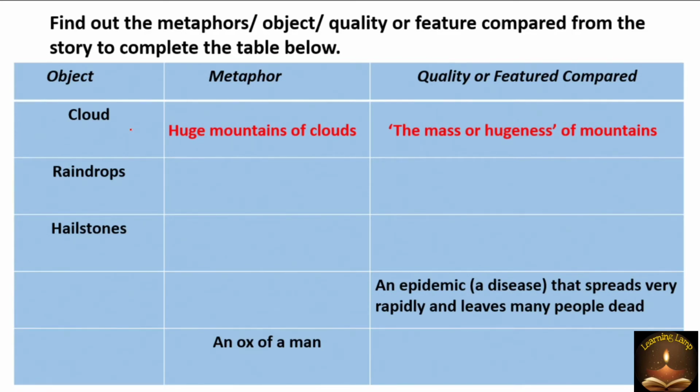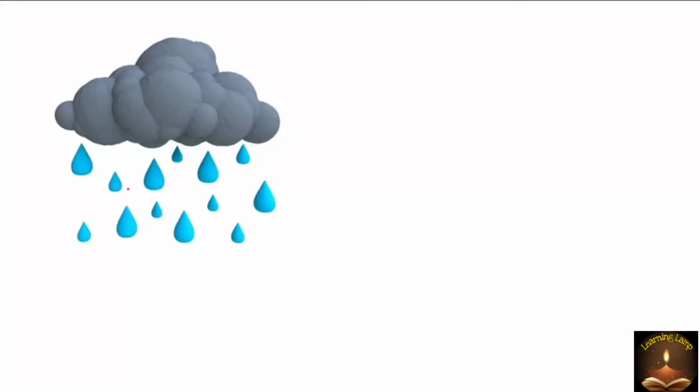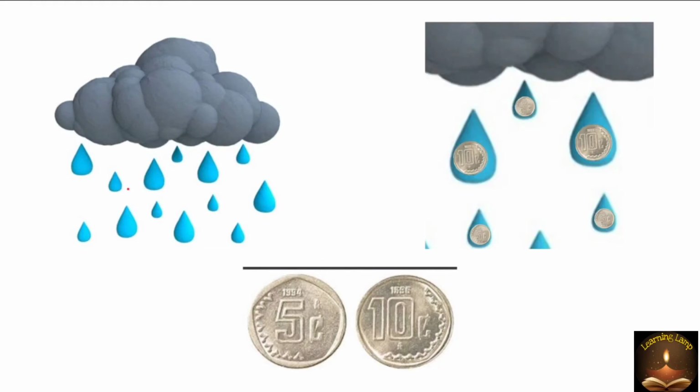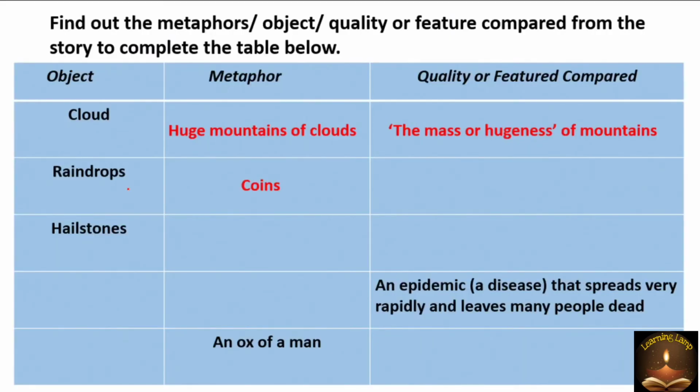Then the object given is the raindrops. When Lencho was taking the pleasure of rain, he looked at the raindrops and exclaimed, "These aren't raindrops falling from the sky. They are new coins. The big drops are 10-cent pieces and the little ones are 5s." So Lencho considered the raindrops as new coins. That means here raindrops are compared to coins. It is a metaphor. All the coins are valuable, so also each and every raindrop was valuable for Lencho. So here the metaphor is coins, and the quality or feature used for comparison is the value of a thing.